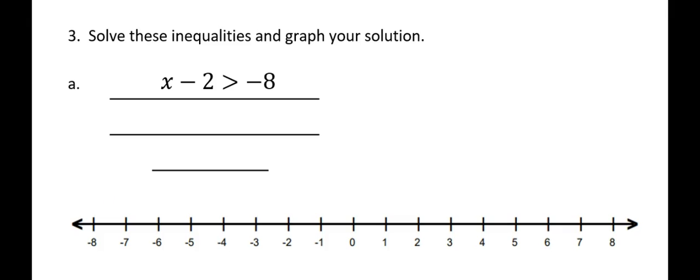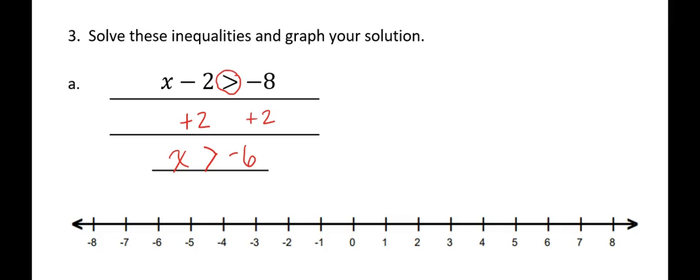The inequality says x minus 2 is greater than negative 8. Again, I'm going to isolate my variable, so I'm going to add 2 to both sides. Now I'm going to write my variable down, but instead of writing an equal sign, I'm going to keep the same sign that I had before. So I'm going to keep greater than, and then negative 8 plus 2 is negative 6. So any number that is greater than negative 6 will work in this inequality.